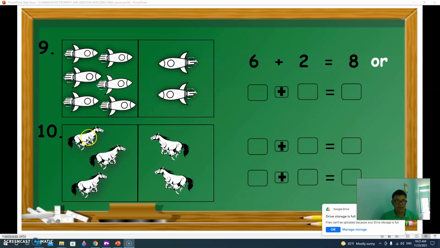For number 10, we have horses here. In the first group, how many horses are there? 3. And the second group, 2. So we add 3 plus 2 equals 5, or 2 plus 3 equals 5. You can look at the picture so that you can answer correctly.